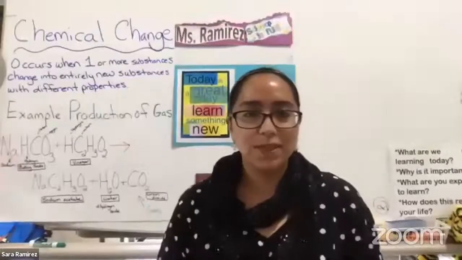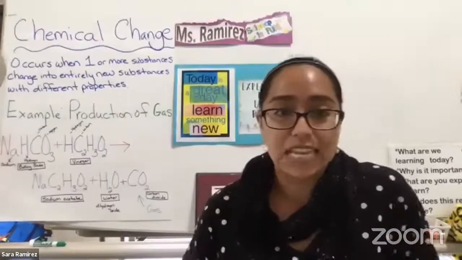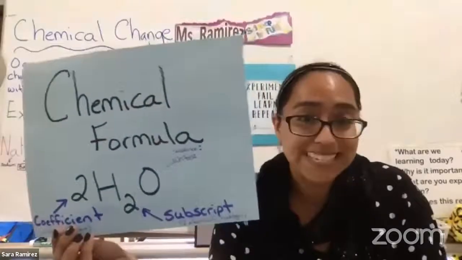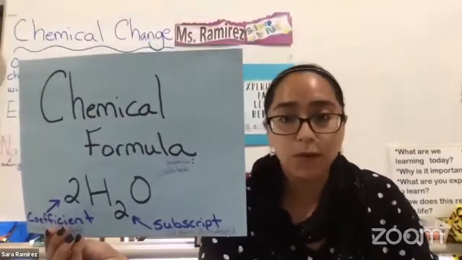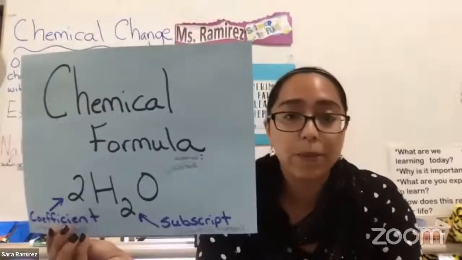Hello, my name is Ms. Ramirez, and in this segment, we're going to be learning about chemical reactions and the production of a gas. So before we get started, we're going to have to understand what a chemical formula is and how to read it. So a chemical formula is just a combination of chemical symbols and numbers that represent a substance.